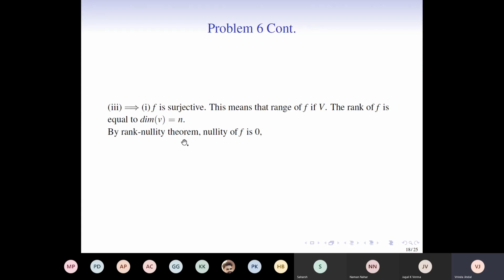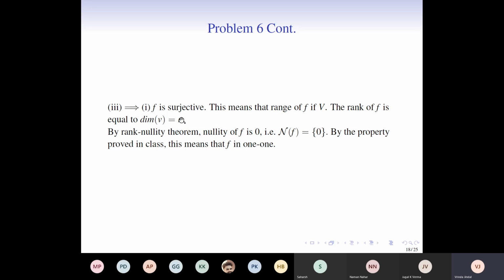So by using the rank-nullity theorem again, rank plus nullity should be equal to N, and rank is N, so nullity would be 0. And we had that nice result that nullity is 0 if and only if F is a one-one function. So what we have proved is that if F is onto, F is also one-one. So it means that F is surjective. So we have proved that 3 and 1 are equivalent.